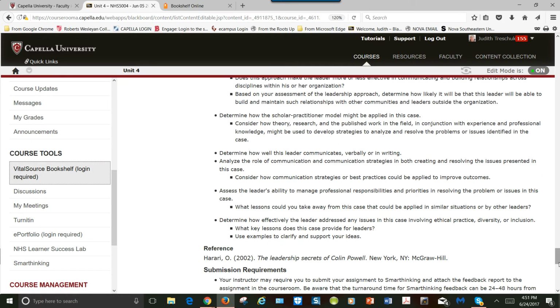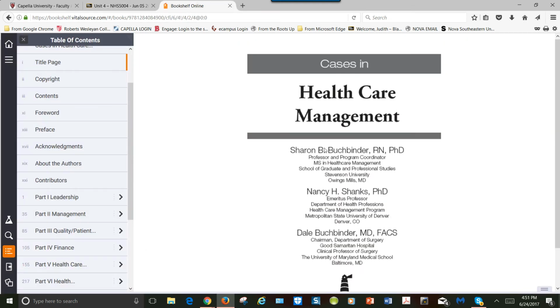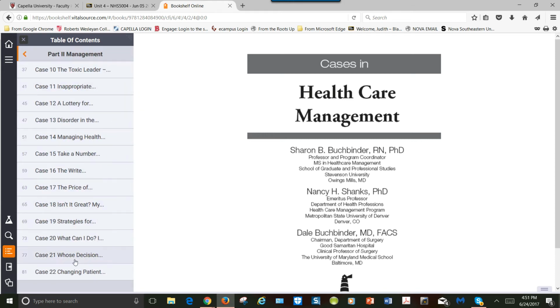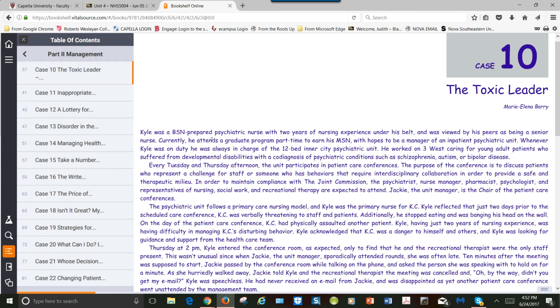So I'm going to show you the section of your book. As you know, you have your book, Healthcare Management. I'm encouraging you, although there's very interesting case studies in parts 3, 4, 5, and 6, and you may find a good study there. But since your paper is focused on leadership, these two sections will give you the best opportunities for case studies. So if you look, say, for example, under part 2, you have many case studies here to choose from. For example, case study 10 is about the toxic leader.